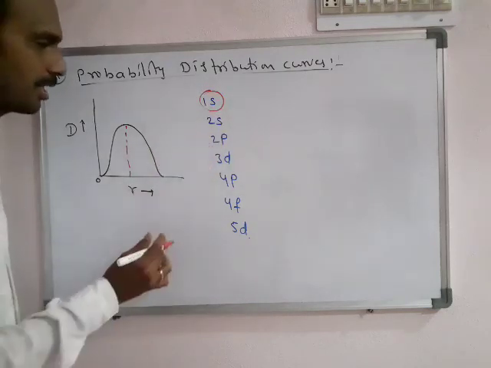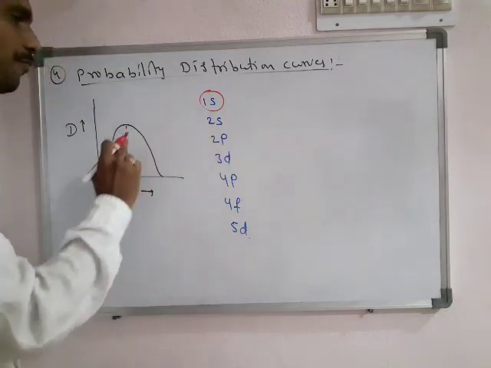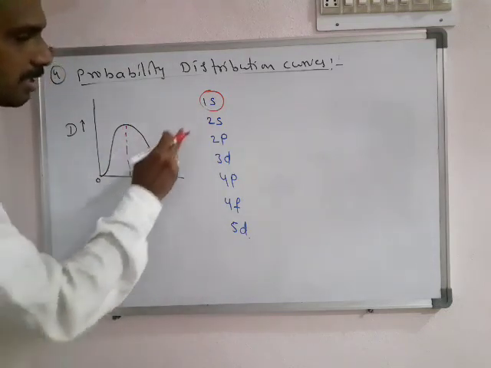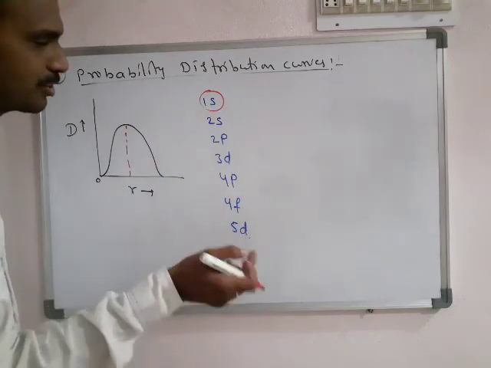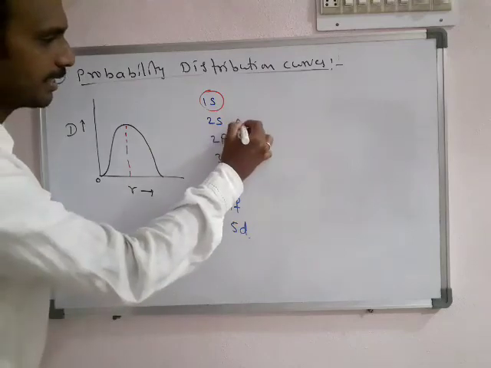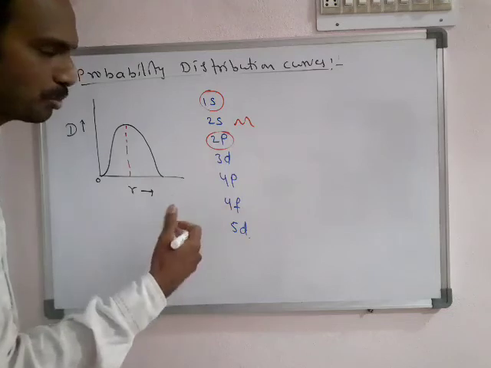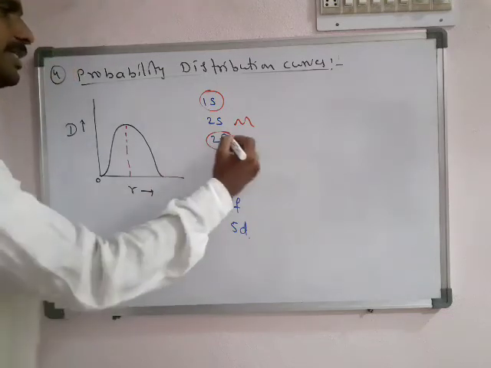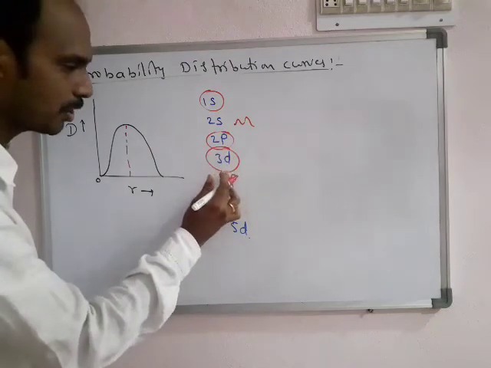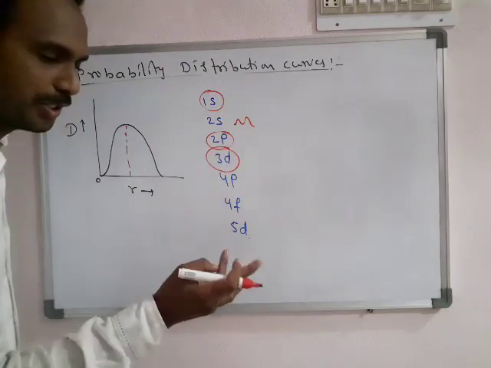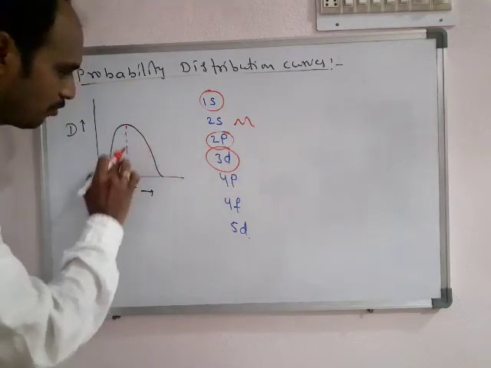For the 1s orbital. Below 1s there are no s orbitals; it starts from the 1s orbital, so one curve. 2s consists of 1s and 2s, so it contains two curves. It is not. 2p: below 2p there is no p, so it also belongs to 2p. 3d, yes, because below 3d there are no d orbitals present. So 3d has only one curve, the first curve.